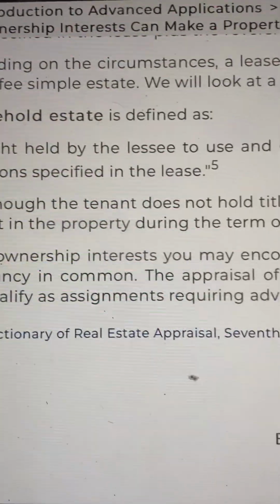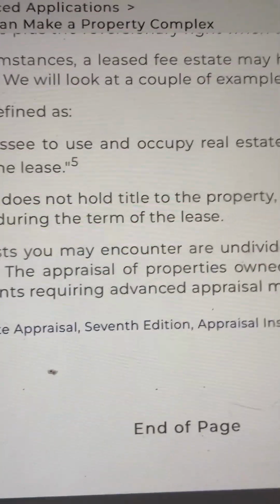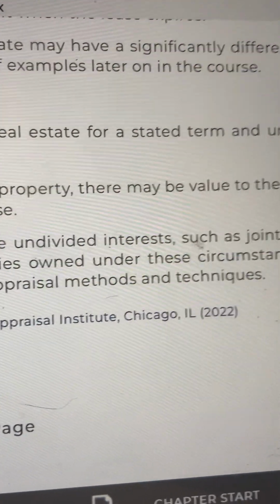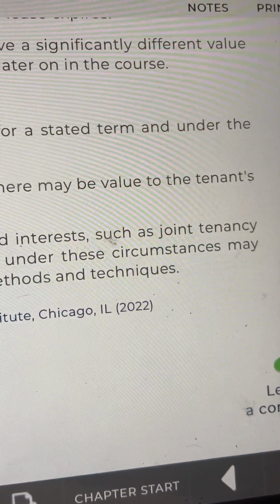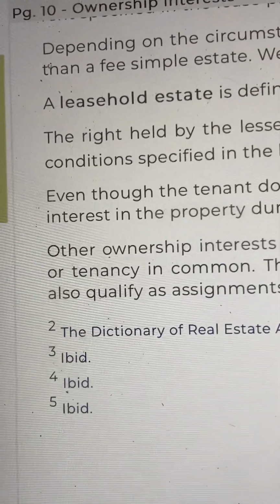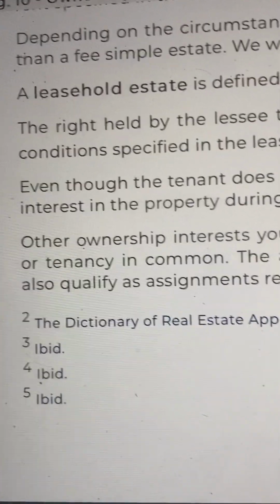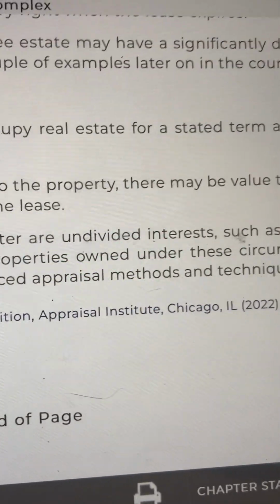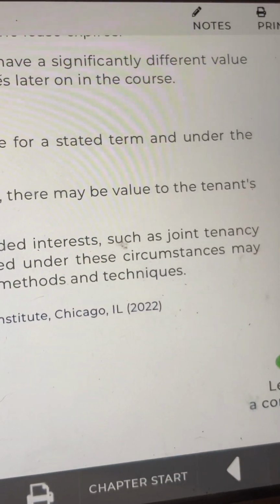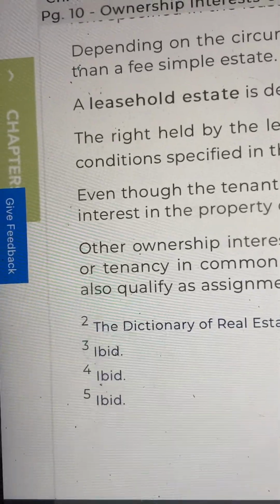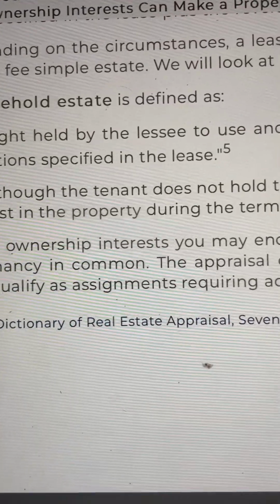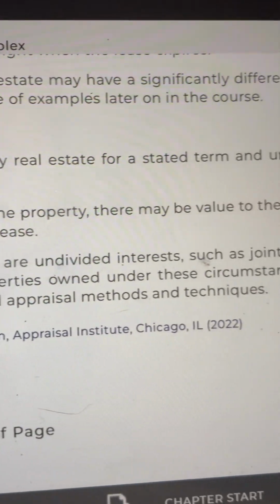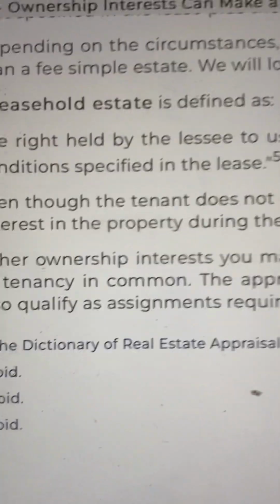Other ownership interests you may encounter are undivided interests, such as joint tenancy or tenancy in common. The appraisal of properties owned under these circumstances may also qualify as assignments requiring advanced appraisal methods and techniques. End of page.